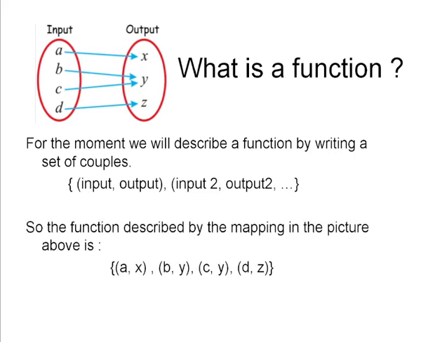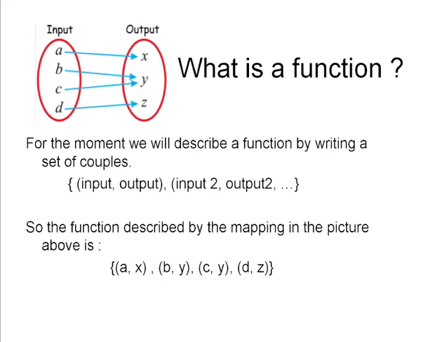So how would I write that function? First of all, I could draw the picture of the function that describes the function completely. Or if I wanted to type it, I would use the curly brackets there, and I would type in A comma X, then B comma Y, then C comma Y, then D comma Z. So each input is mapped to an output. So you can see in the picture, A is mapped to X. In the couple that I've written at the bottom, A is connected to X. It's in brackets, A comma X. Okay, so each input is connected to an output.